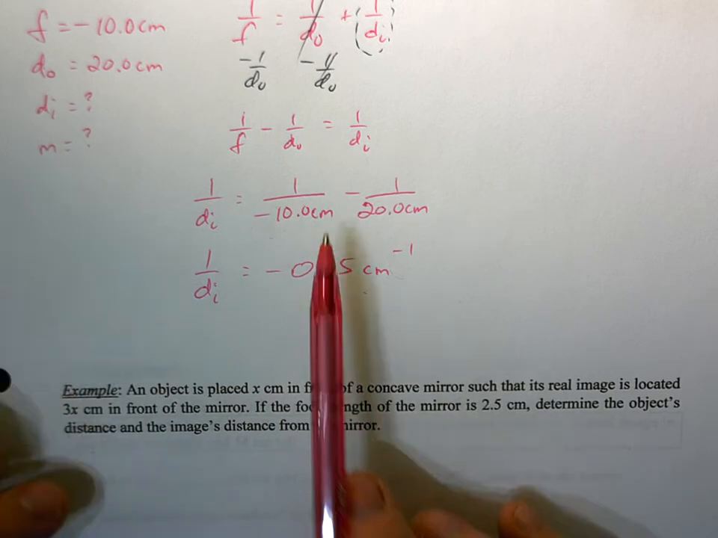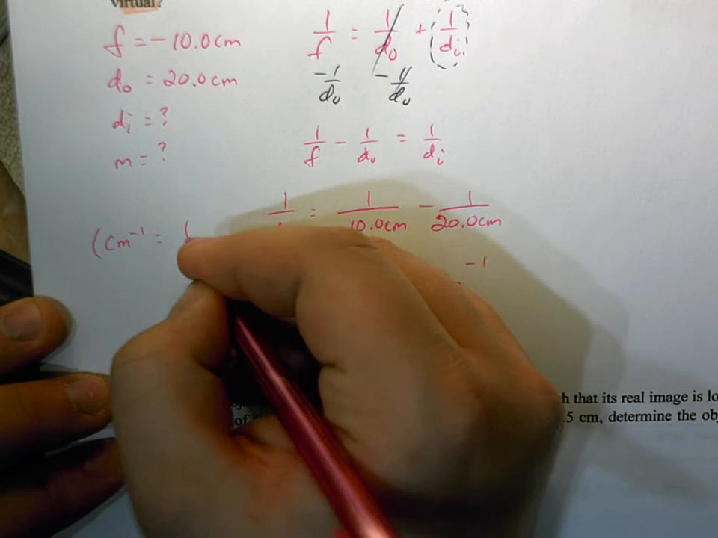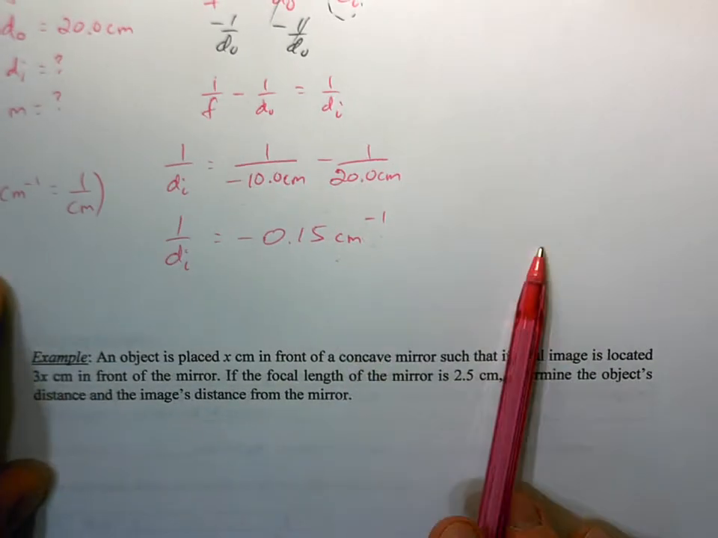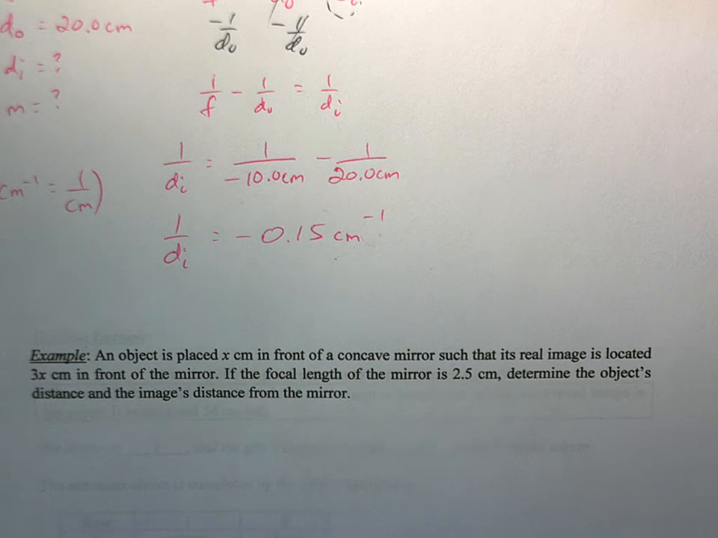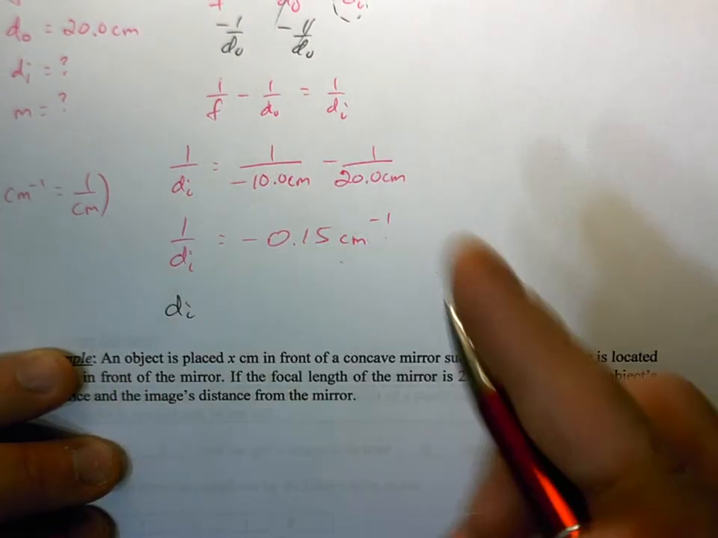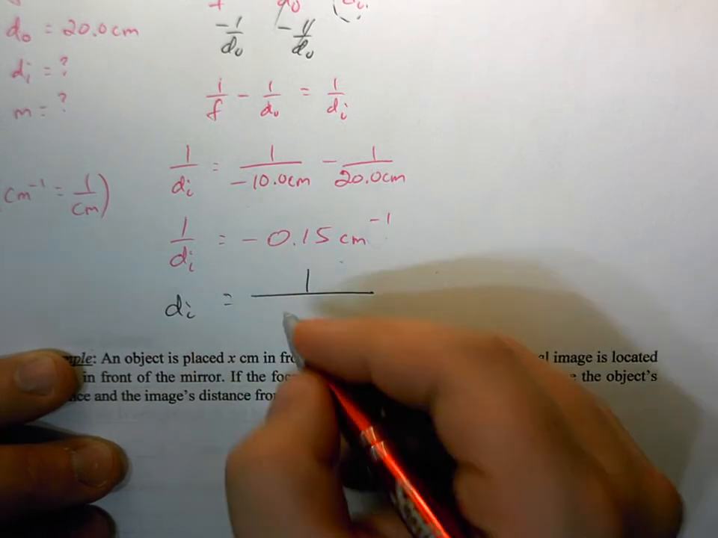And we also want to recall, just from math, that centimeters to the inverse is the same thing as 1 over centimeters. So we just have to watch for that. So I'm getting that 1 over the distance of the image is negative 0.15 inverse centimeters. Big mistake that students make here is they say, oh, there's my DI. No, you found 1 over DI. So to find DI, we just have to invert this, or flip it, or do 1 over. So DI is going to be 1 over this number.